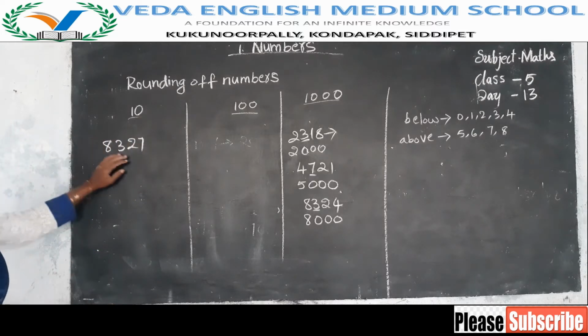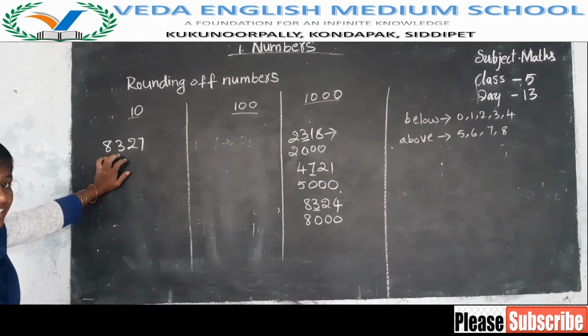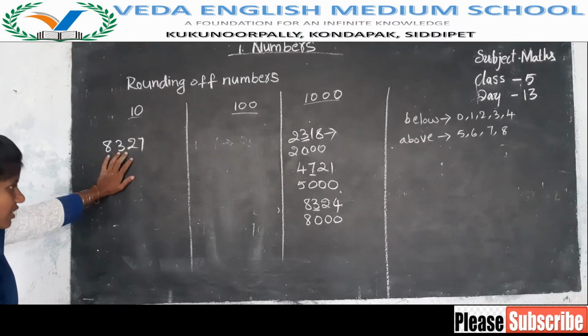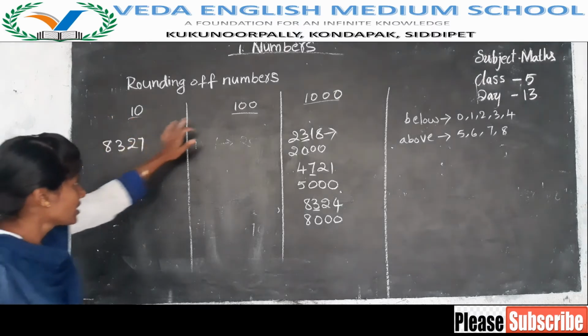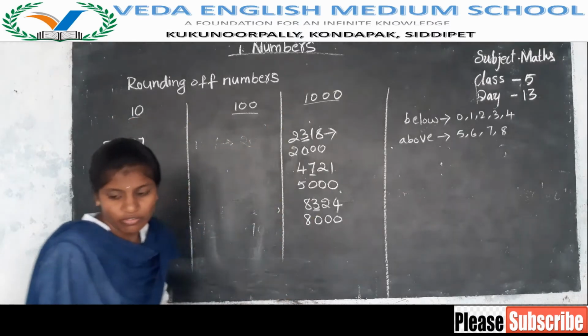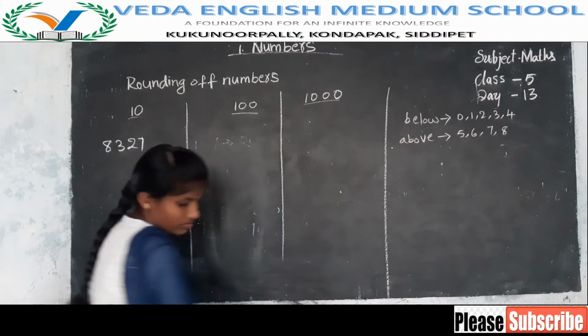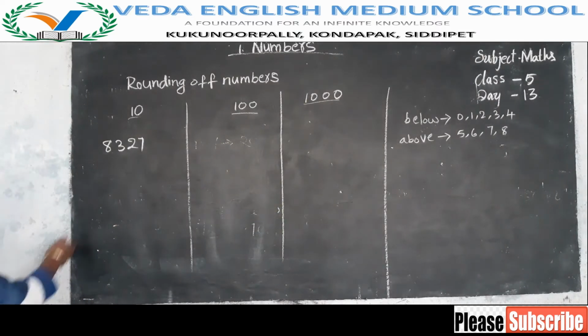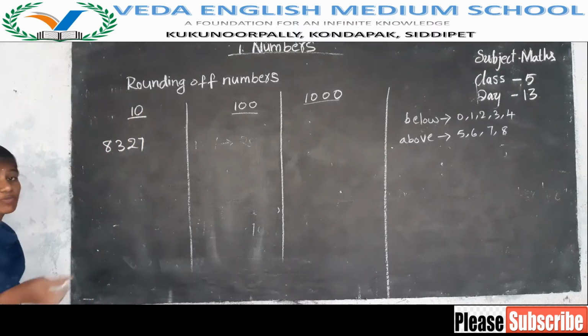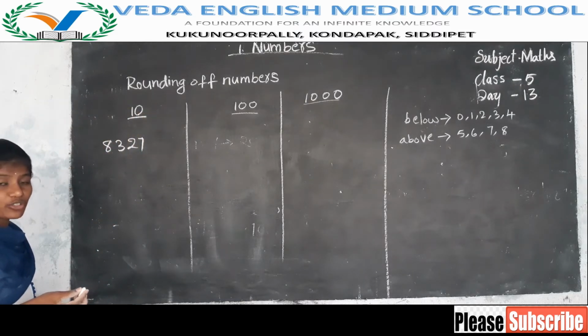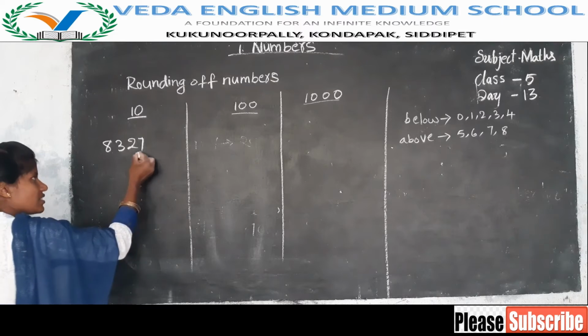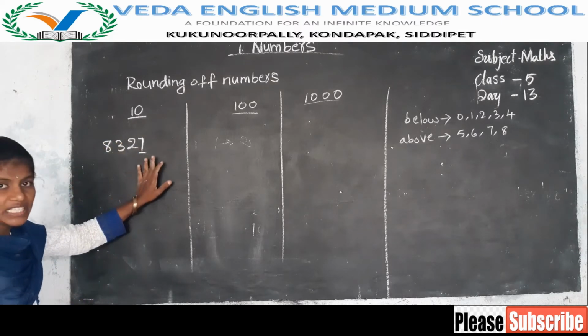Now round up this following 8327 to its nearest tens, nearest hundreds, nearest thousands. Only for one number we will find for nearest tens, nearest hundreds, nearest thousands. We will find here. See. Nearest tens. Nearest tens means which place value we have to check? We have to check the place value of ones. What we have in the ones place?